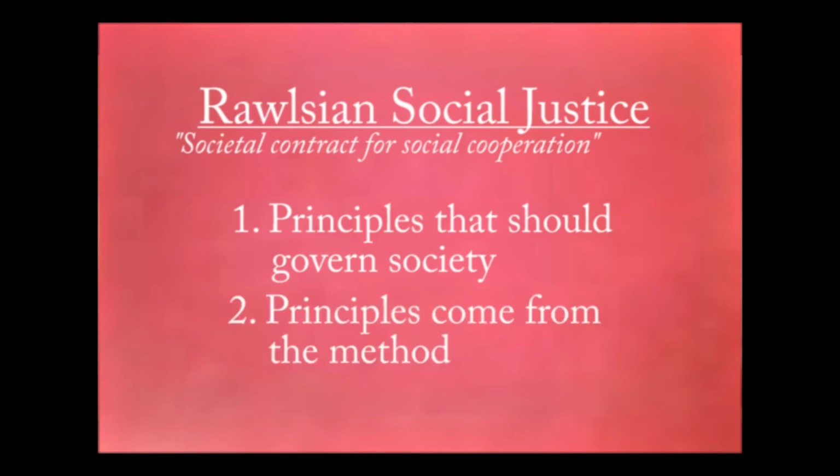Now we'll take up the concept of social justice as fairness. Much of the concept of social justice comes from the thought of American philosopher John Rawls. Rawlsian justice takes basic ethical rules into the realm of societal contracts to ensure social cooperation. Rawls's theory of justice has a pair of ideals. There's a method to determine principles that should govern a society, and those principles come from the method.